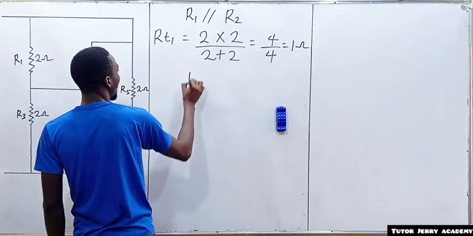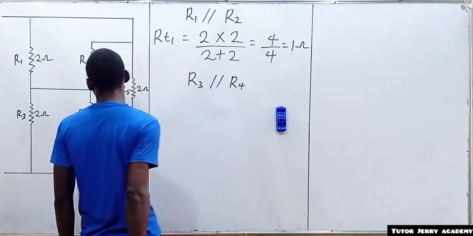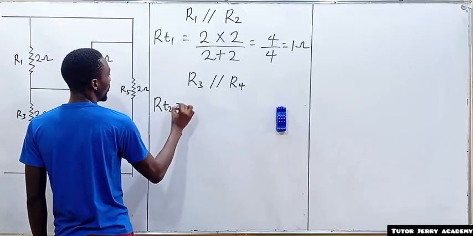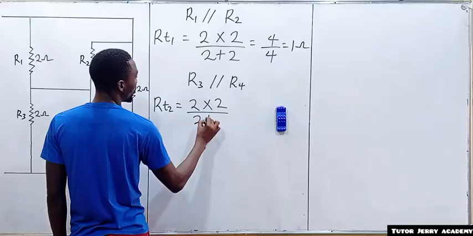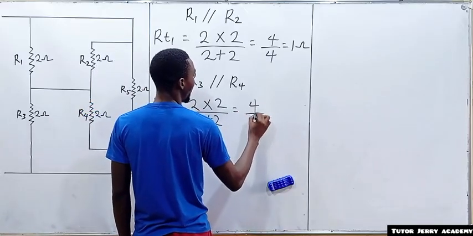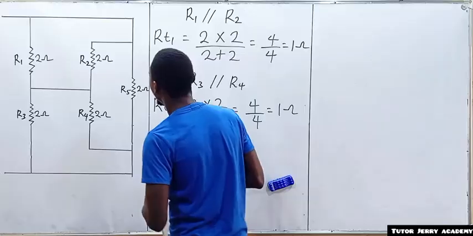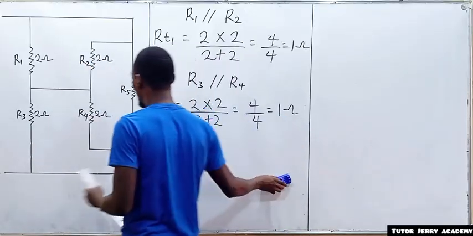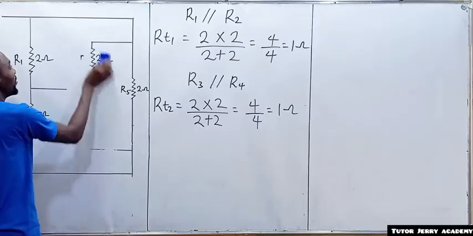Similarly, R3 is parallel to R4. I'll call this RT2, which will be equal to 2 multiplied by 2 divided by 2 plus 2, which is equal to 4 divided by 4, which is going to give us 1 ohm. So the combination of this and this is going to give us 1. So we can redraw the circuit by cleaning what we have here.